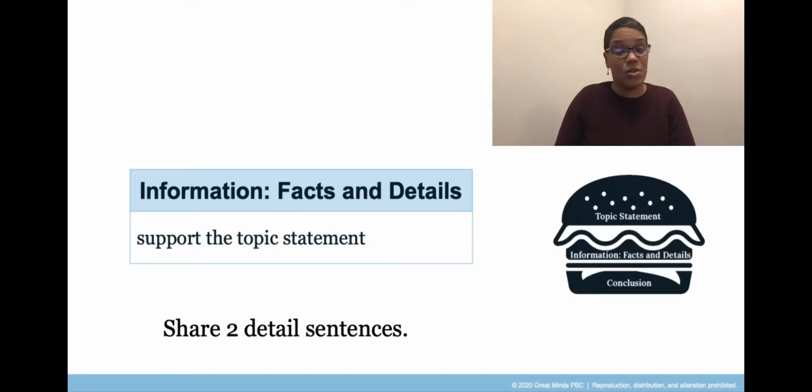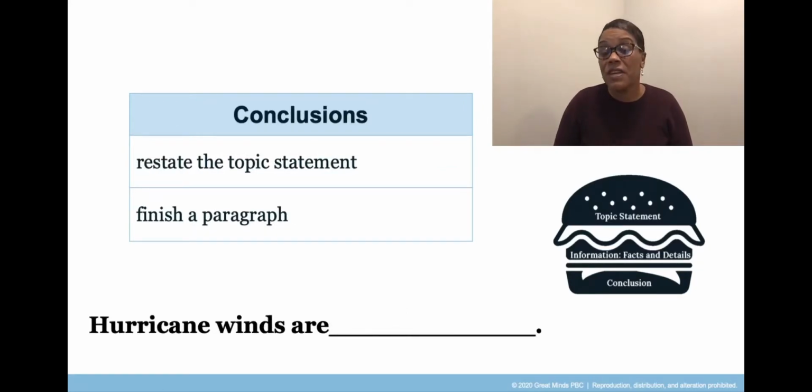Now that you've written your topic statement and your details, all that is left is your conclusion. Remember, conclusions finish a paragraph, and a conclusion restates the topic statement. Restate means to say it again in a different way. I want you to think about how you might restate your topic statement. For example, I started my paragraph with, during a hurricane, the wind is very strong. So I could end with, hurricane winds are very powerful.